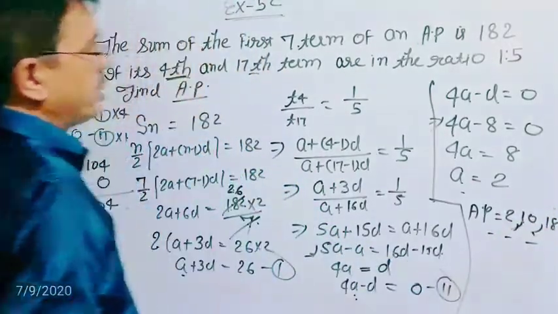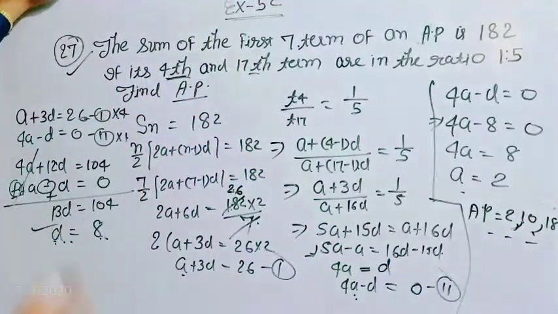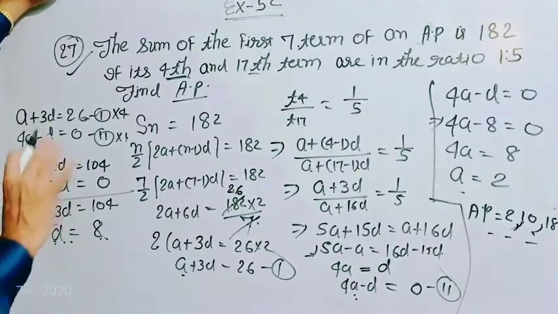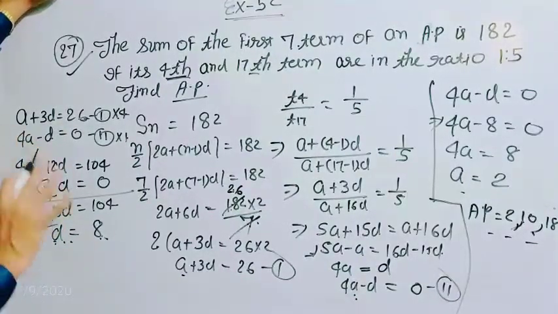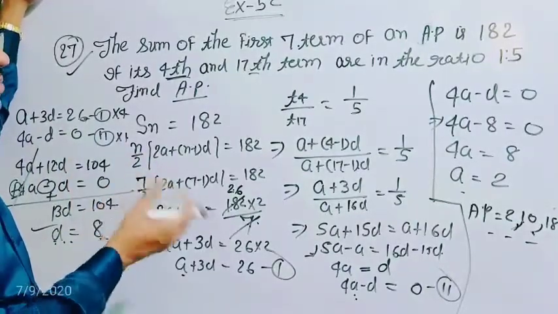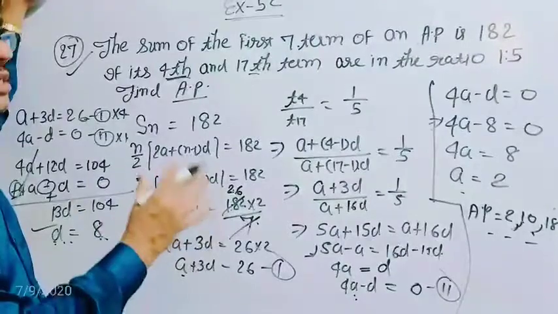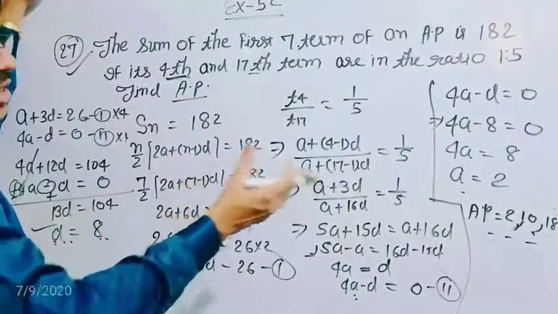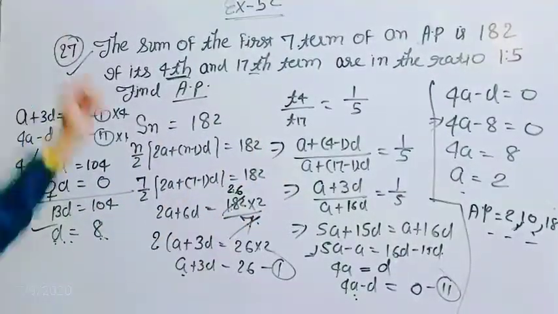It is in AP. There are so many questions of this type in your exercise. So first you find two equations. After the equations, you eliminate using the elimination method, and after that you find A and D, and hence substitute their values in the AP. So we get the AP here.